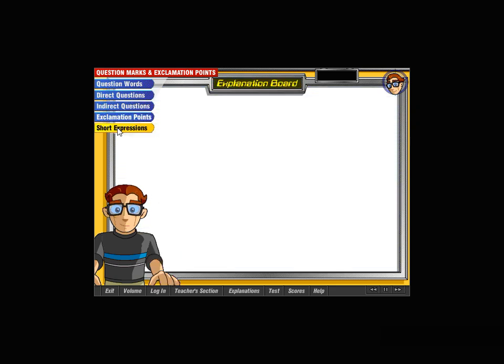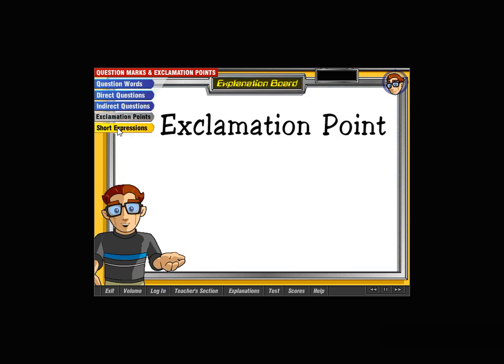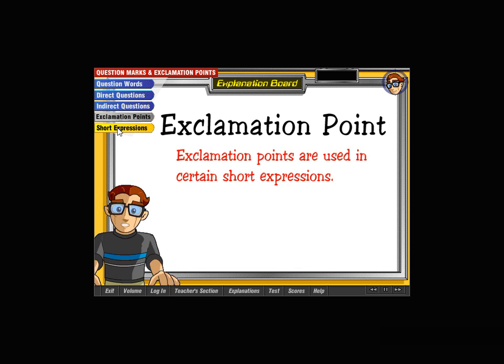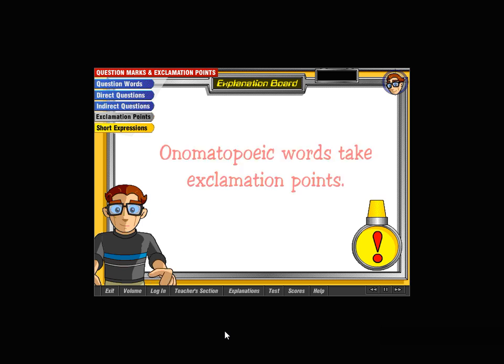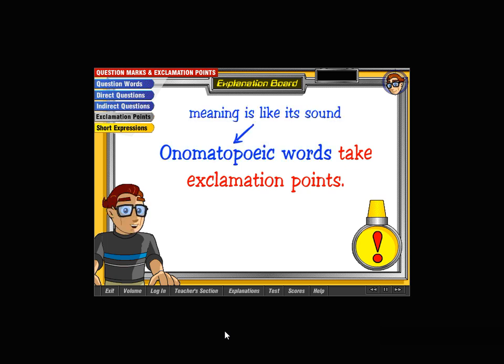OK, so let's... Another quite common use for exclamation points is in certain short expressions like wow or stop or what a game. Many onomatopoeic words use exclamation points, by which I mean words whose meaning is very like their sound. For example, words like crack and thud sound quite like the concepts they are used to communicate.